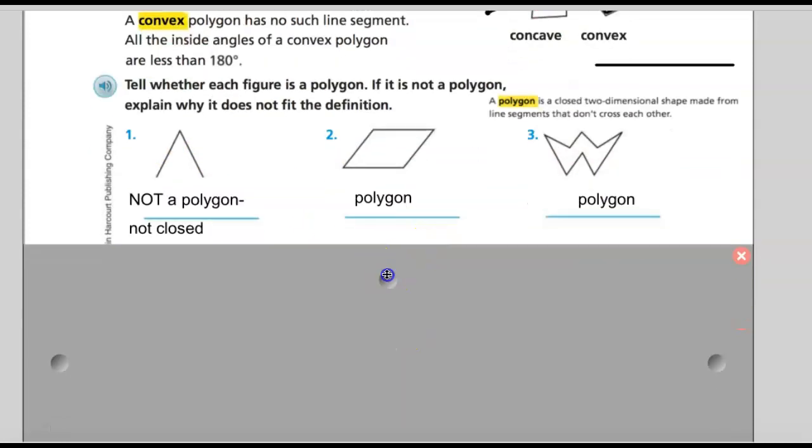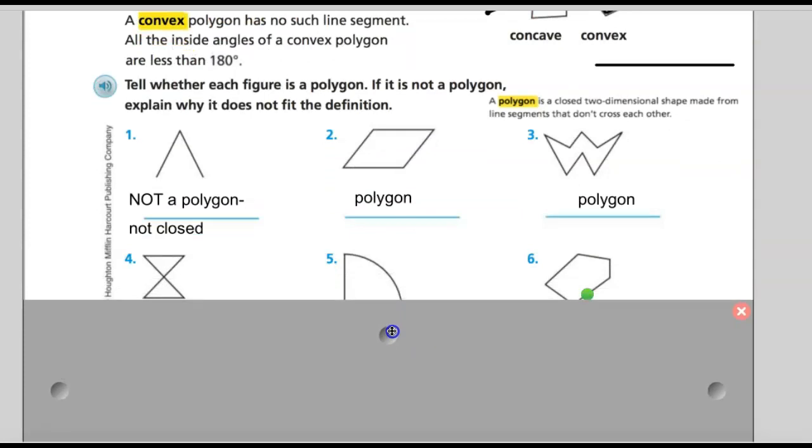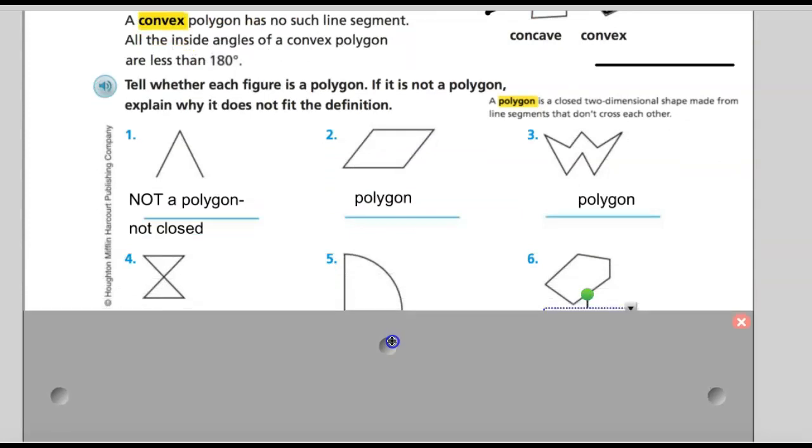All right, so now we're going to do these shapes here. Let me see if I can go down without revealing all the answers. This one, this one, this one. Is that one a polygon? Well, is it closed? Yes. Is it made only from lines, line segments? Yes, I don't see any curves. Does it cross each other? There's a big cross. So no, that's not a polygon because the lines cross.